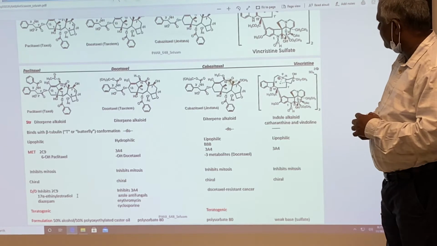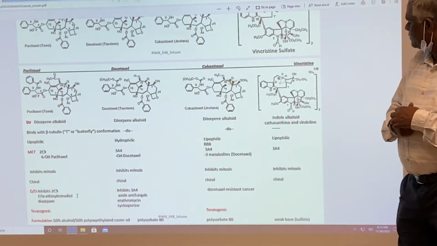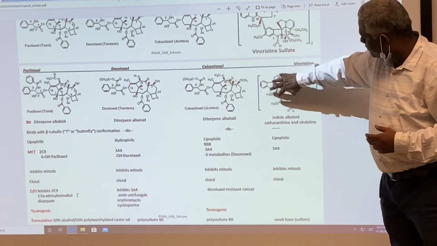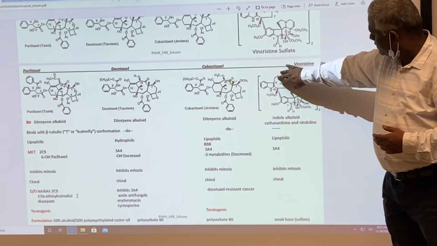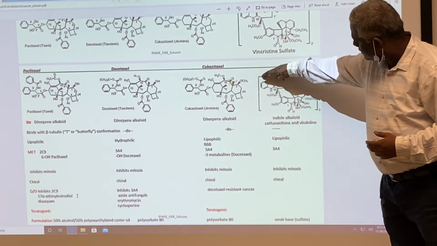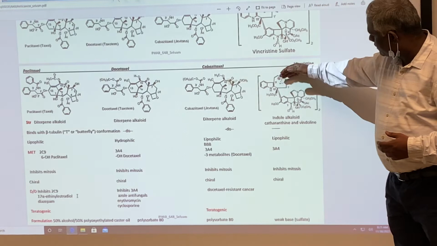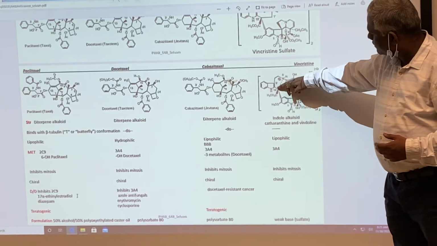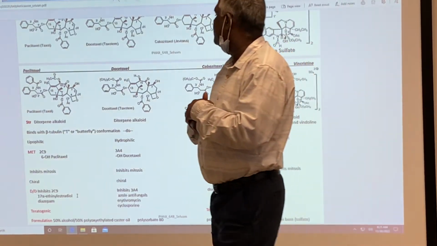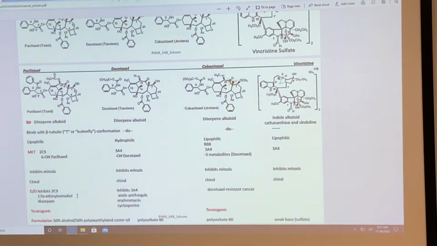It's also a natural compound isolated from Catharanthus roseus. There are two fragments in vincristine. One is catharanthine, and the other one is vindoline. Those catharanthine and vindoline are both connected with a carbon-carbon bond. So these fragments are connected together. Both indole fragments are connected together. It's an indole alkaloid.